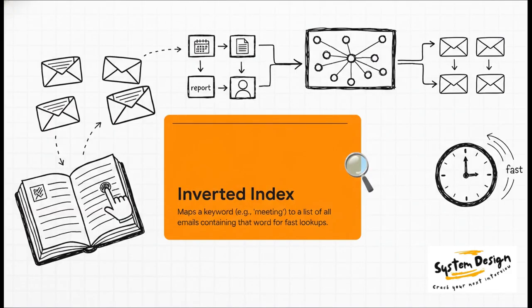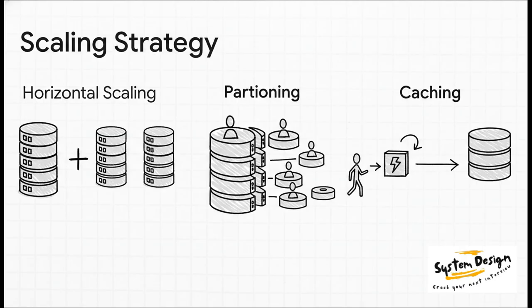You know how Gmail search feels like actual magic? Well, the secret sauce is something called an inverted index. Think about the index at the back of a textbook. Instead of reading the whole book to find a word, you just look it up in the index and it tells you the page numbers. That's exactly what this is. The system pre-builds a giant index, mapping every word to every email it appears in. So when you search for meeting, it's not reading all your emails. It's just doing a super fast lookup in that index. It's brilliant.